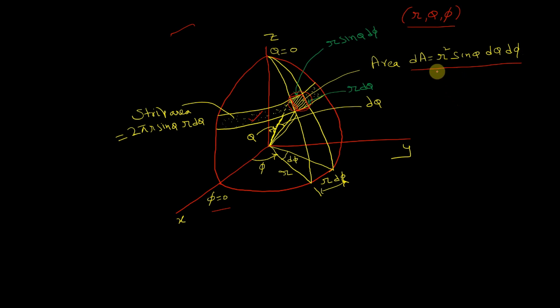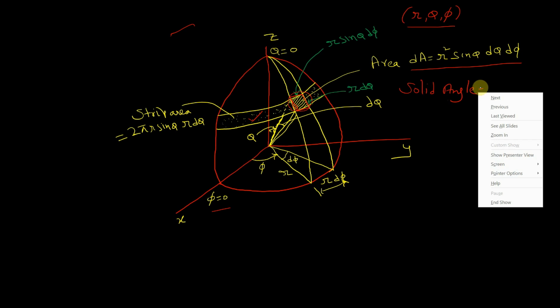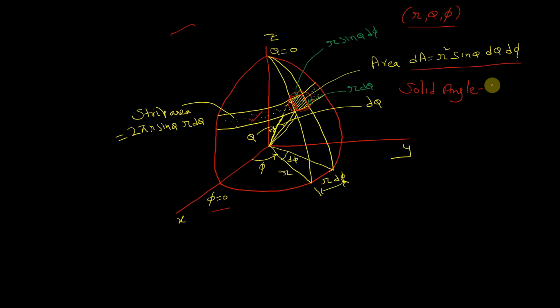Now this area is r square sine theta d theta d phi. So we can write it in the form of solid angle. The solid angle is given by d omega, that will be equal to what?